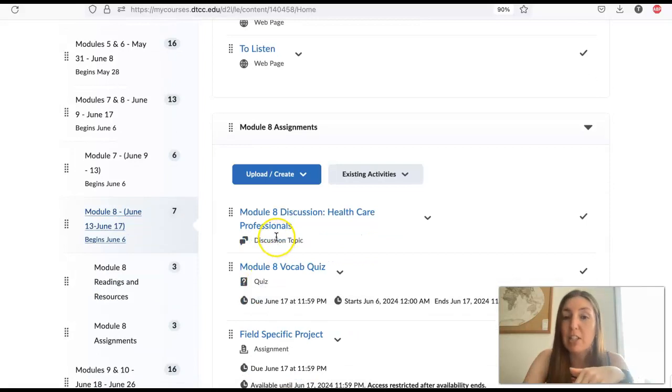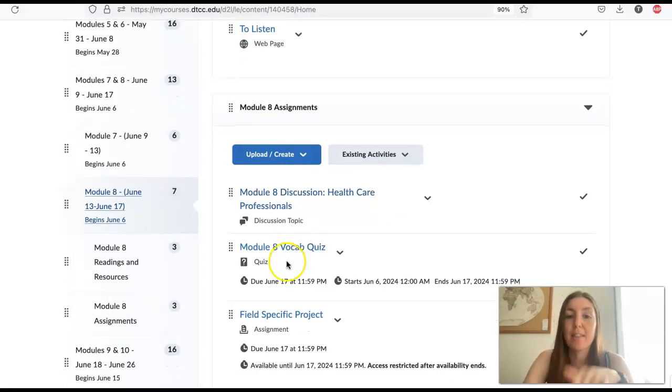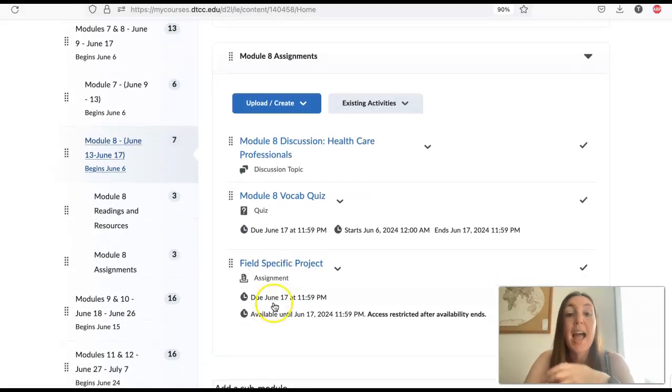Okay, so we do have a discussion board, so make sure you read the articles that are posted there and make sure that you have some information from your field specific project, because for the discussion board you need to write about the articles and about something from your field specific project. The quiz, like I said, is a little bit longer. It has information from the first 7 modules. And then the big thing that's due is the field specific project.